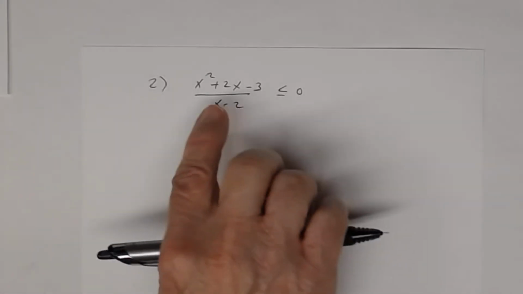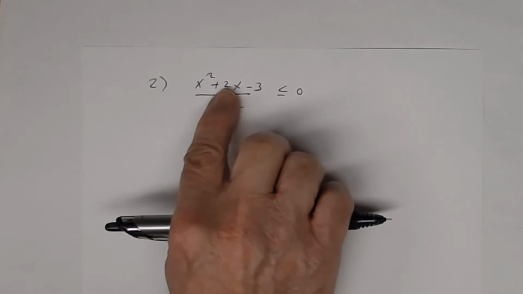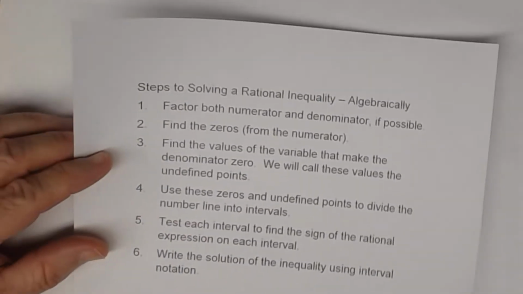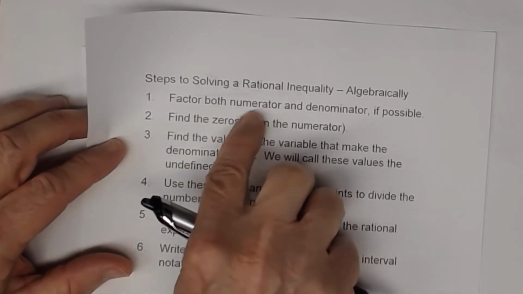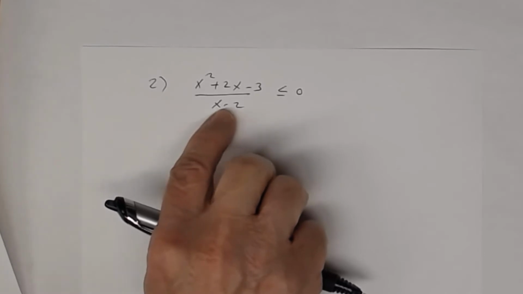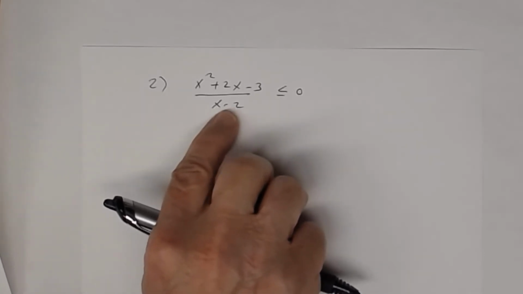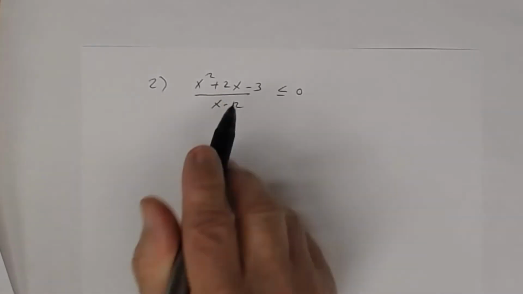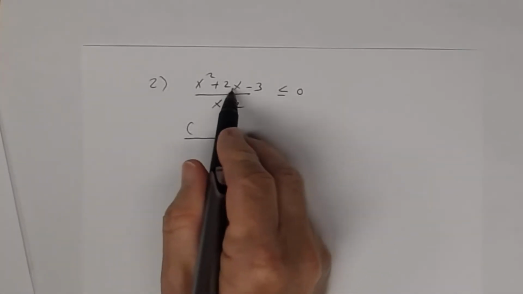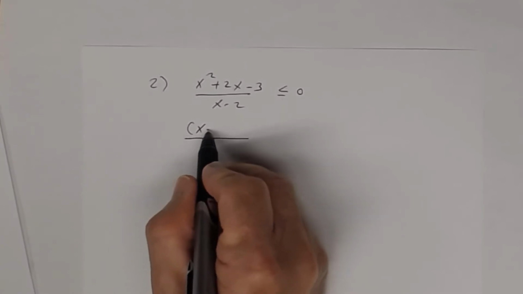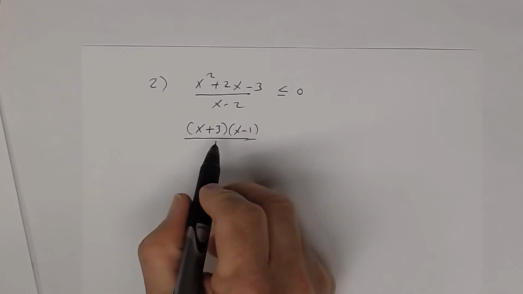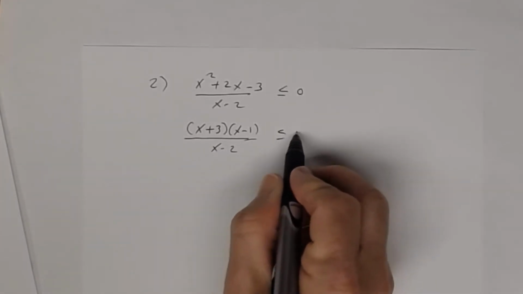Notice this time, though, that my numerator is a quadratic expression. So in that case, I will probably be able to factor it, right? The denominator, that's a linear expression, and I cannot factor x minus 2. But I can factor that. So let's go ahead and factor the numerator. In factoring the numerator, that's going to be x plus 3 times x minus 1. So that's the numerator, divided by x minus 2, less than or equal to 0.